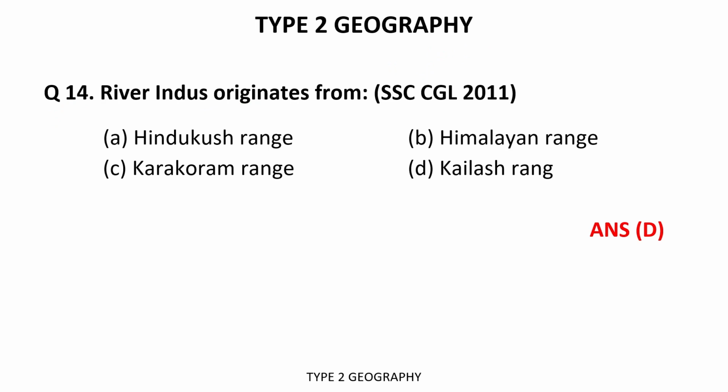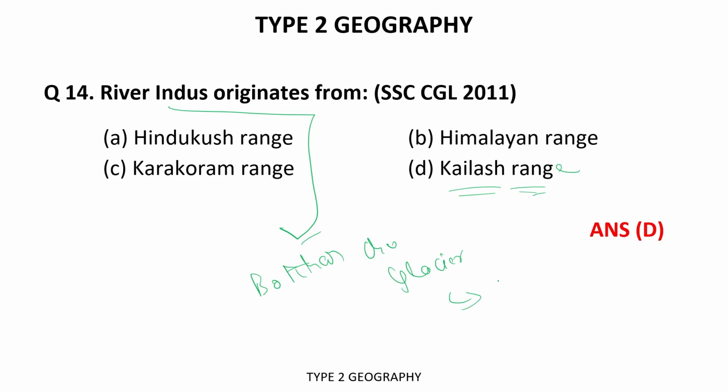Time's up. The correct answer is Kailash Range, because the Indus originates from the Bokar Chu Glacier, which is found in Tibet. The Kailash Range is a part of Tibet, so ultimately the river has its origin in Tibet, or the Kailash Range particularly.